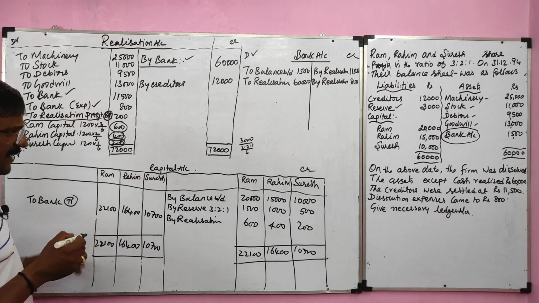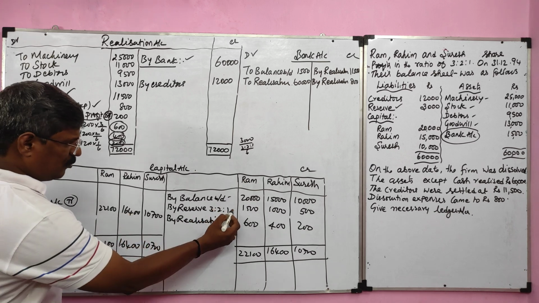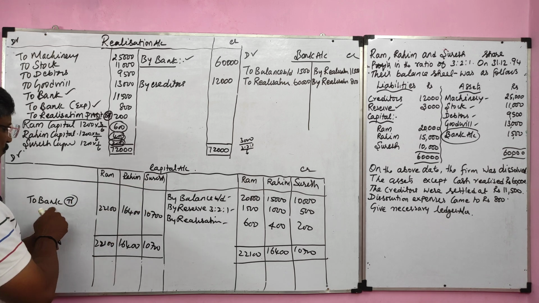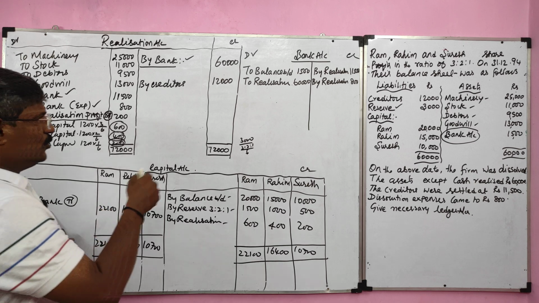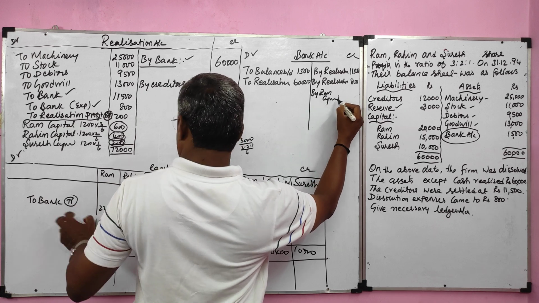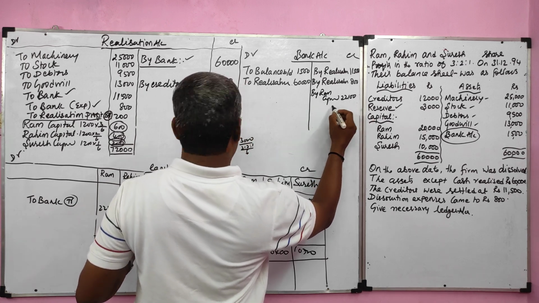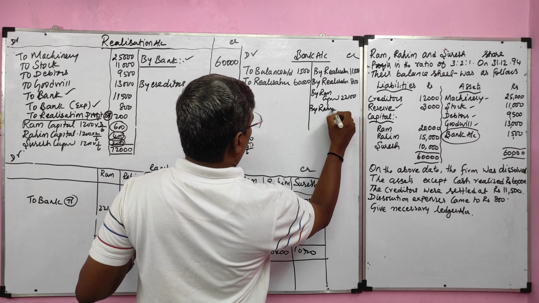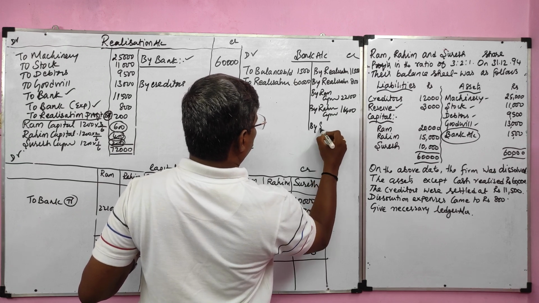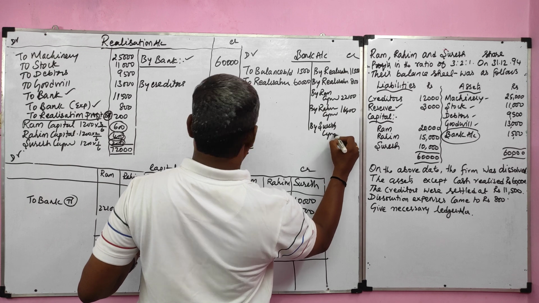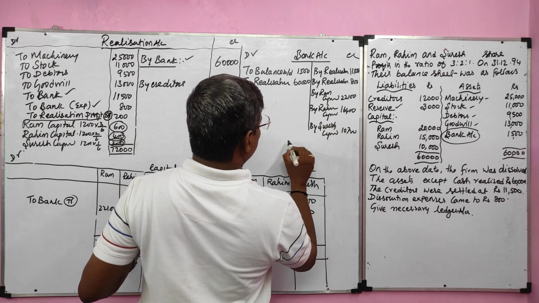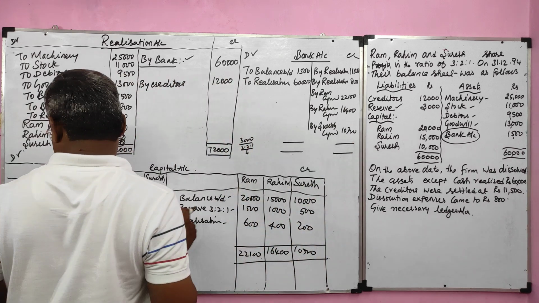Then move to the capital account. Here search and get the bank account. No bank, no bank, no bank. Here we have bank, bank debited. The entries are Ram capital, Rahim capital, Suresh capital to bank. So here bank is credited. Go to the credit side and write by Ram capital 22,100, then by Rahim capital 16,400, and at last Suresh capital 10,700. Students, now the bank ledger account should agree.